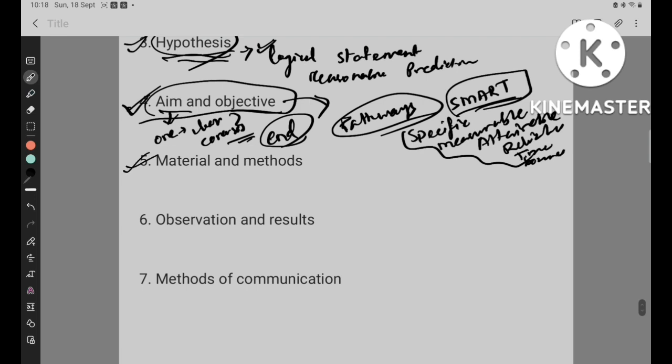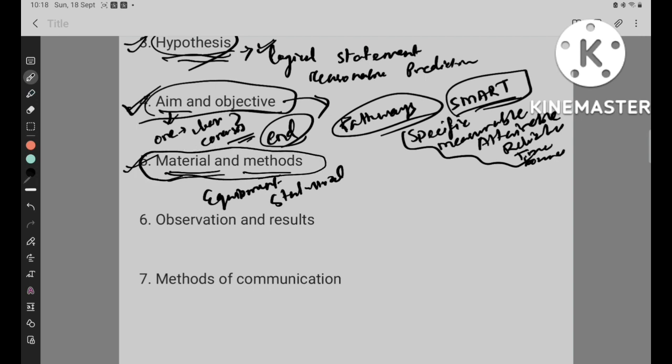Next comes your materials and methods. What kind of materials, what kind of sources, what kind of equipment or statistical methods need to be used in the study must be mentioned. The materials and methods include all the equipment, sources, the method of data collection, and the statistical methods. Those included under the research study are mentioned under the materials and methods.